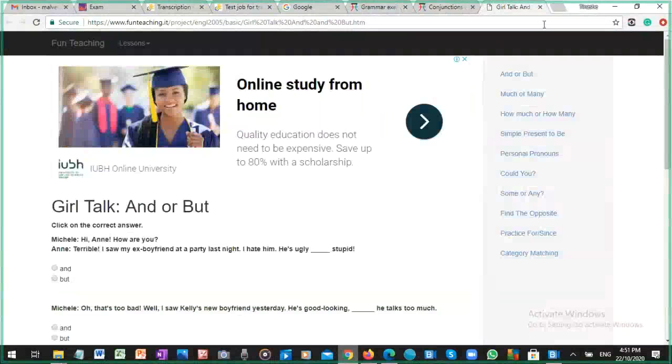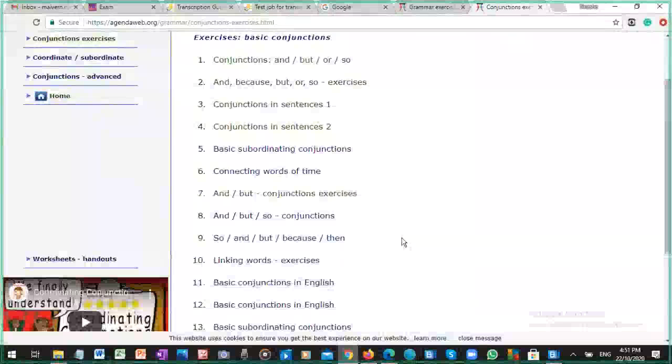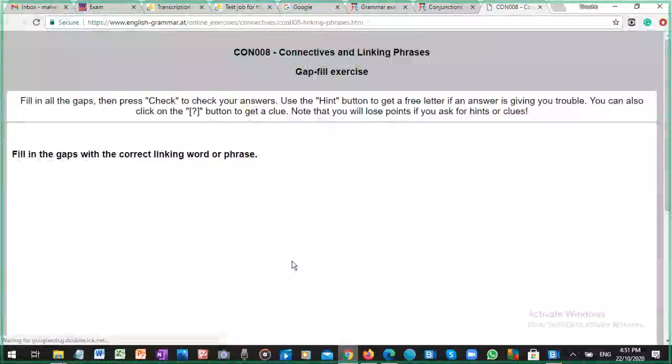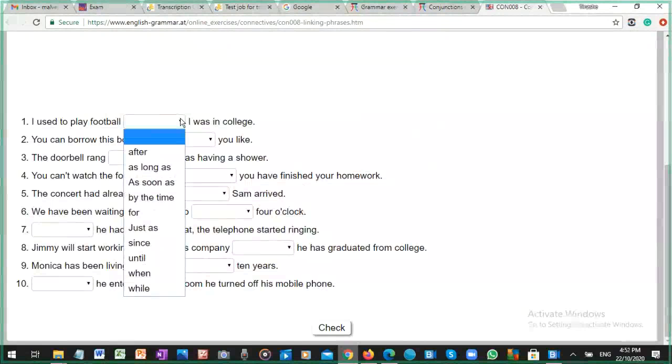All right. Let's try some more. The next one. Okay, so we're going to fill in with the correct conjunction. Is that okay? Okay. I used to play football dash, I was in college. So all these are conjunctions. Try and pick the one that makes sense.